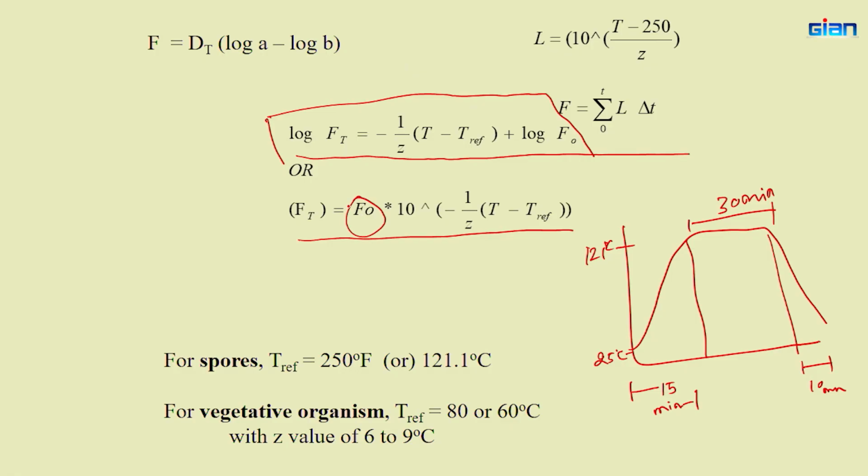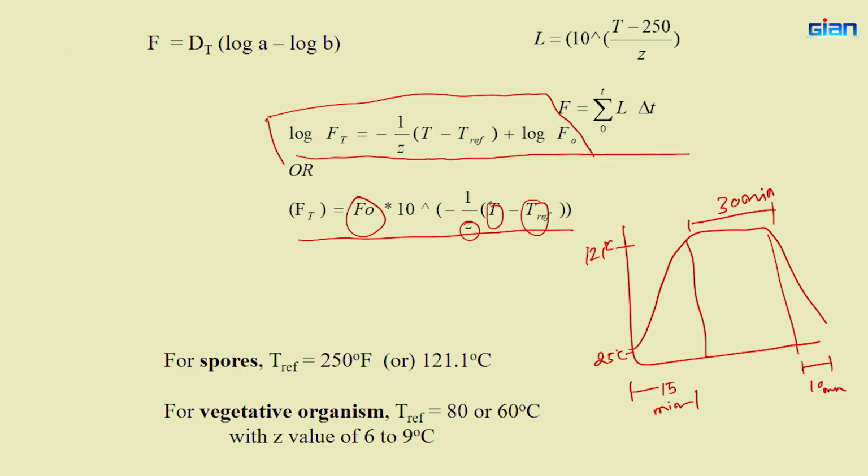So this F0 is basically your reference temperature. So if you are doing it at 121 Celsius, then this is your lethality at that 121 Celsius. And this Z value is the Z value for your target bacteria, and then this is your temperature, and this is your reference temperature. So I have one worked example I can show you in the spreadsheet once we finish this lecture, so you have a better picture of that.